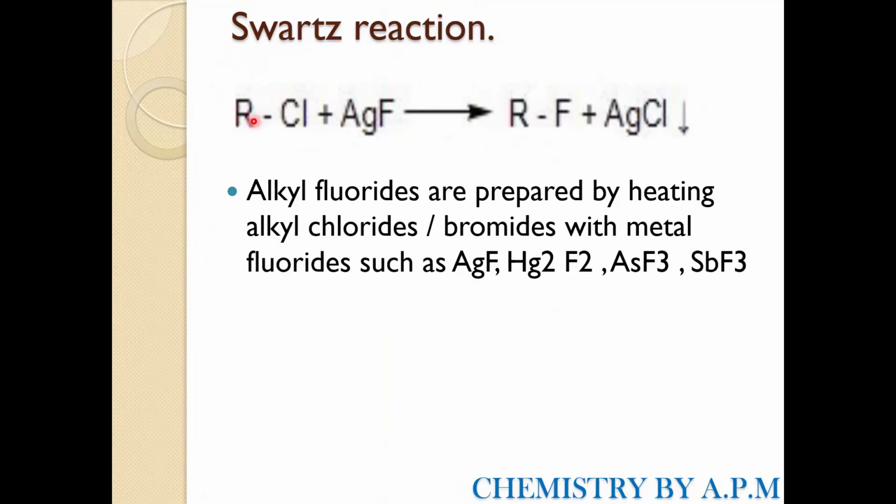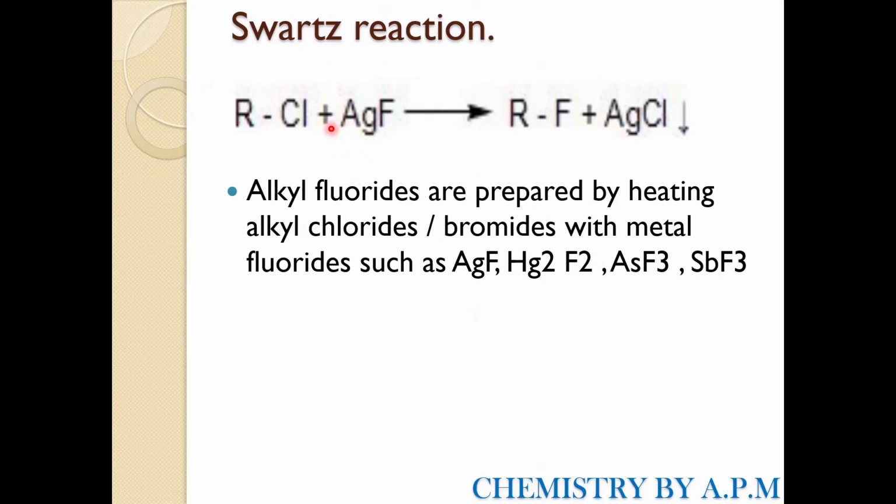Again, it is a halogen exchange reaction. You can carefully observe R is here, R is here as well. Cl is here, Cl is replaced by fluorine, that is, just the halogen gets replaced. Here F takes the position of Cl and Cl takes the position of F in the product. So alkyl fluorides are majorly prepared by heating an alkyl chloride or bromide with metallic fluorides such as AgF, Hg2F2, AsF3 or SbF3, which are among the best reagents for the Swarts reaction.